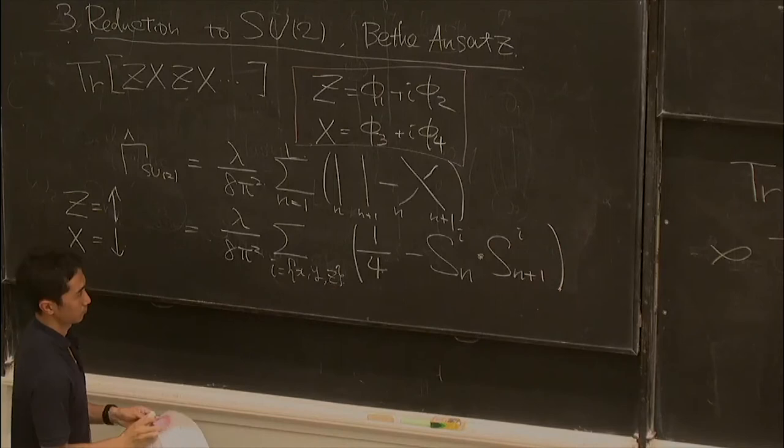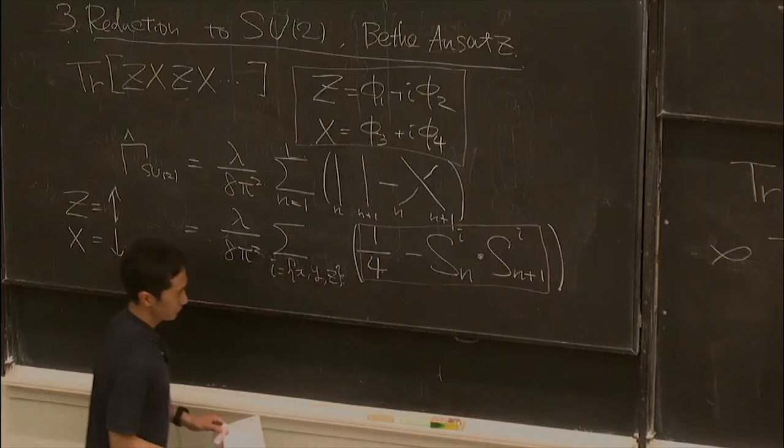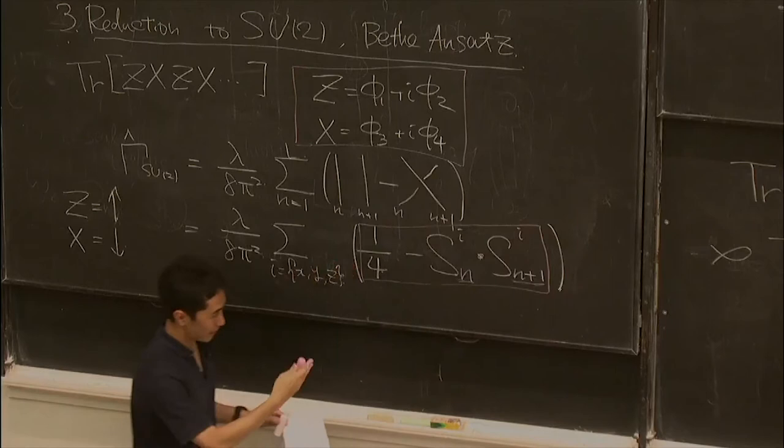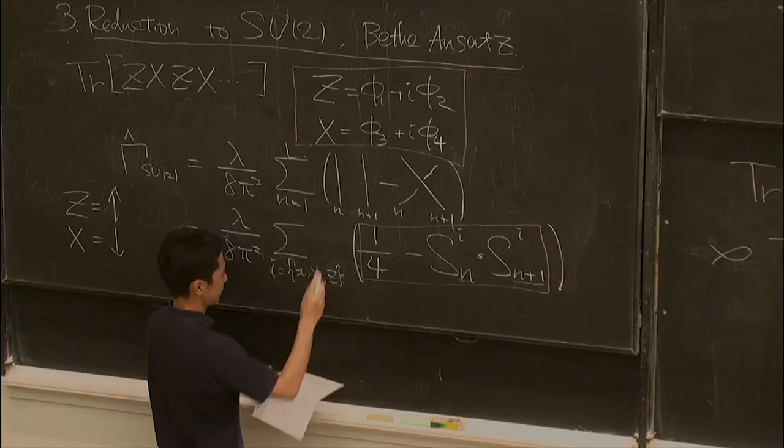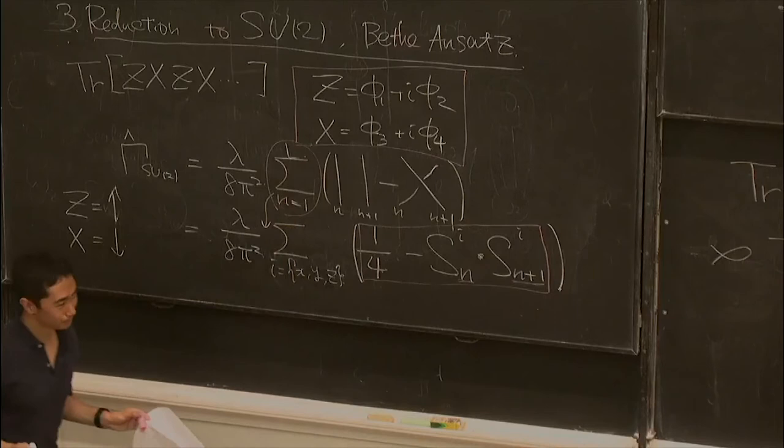So this might not be so obvious at first sight. Well, by the way, this n specifies the sites of the spin chain, and this I runs over x, y, z. Do we sum over n as well? Yes, that's a good point. Yes, there is also a sum over n. So this sum over n also comes here.